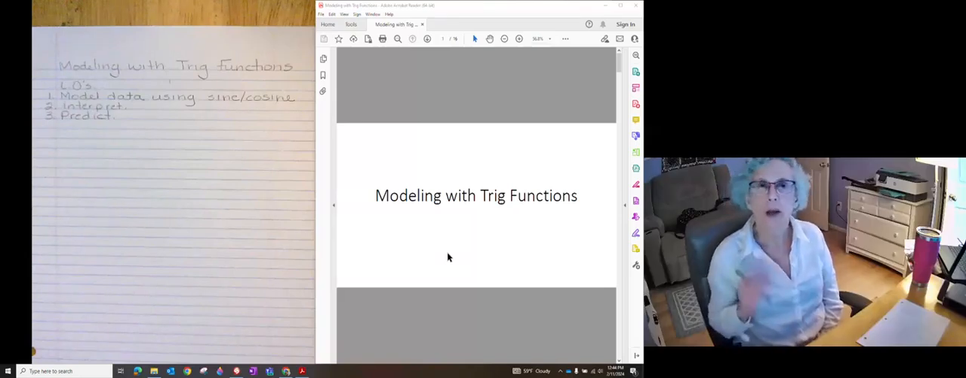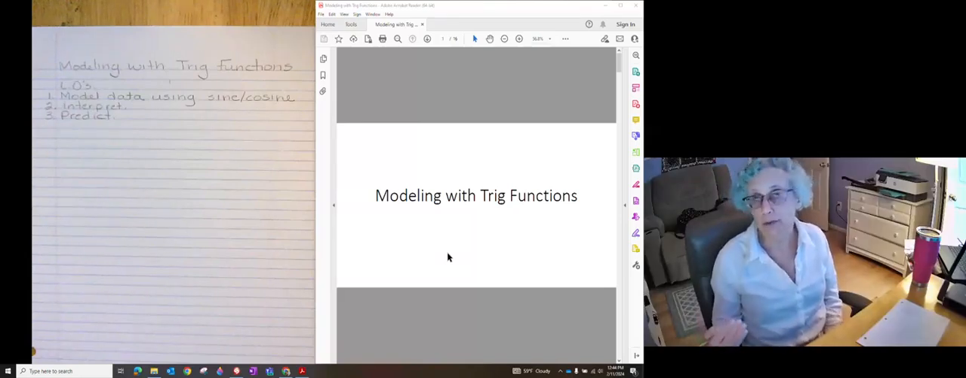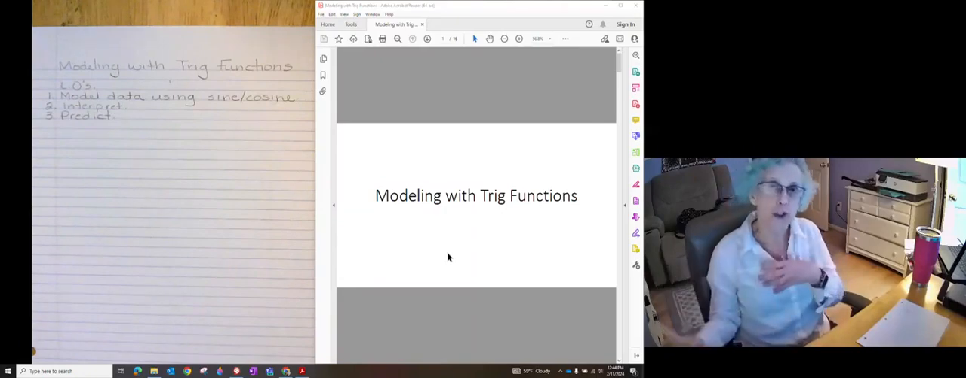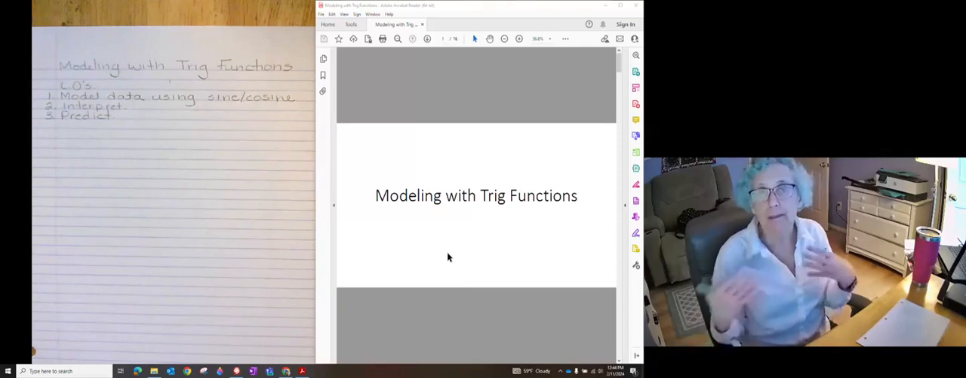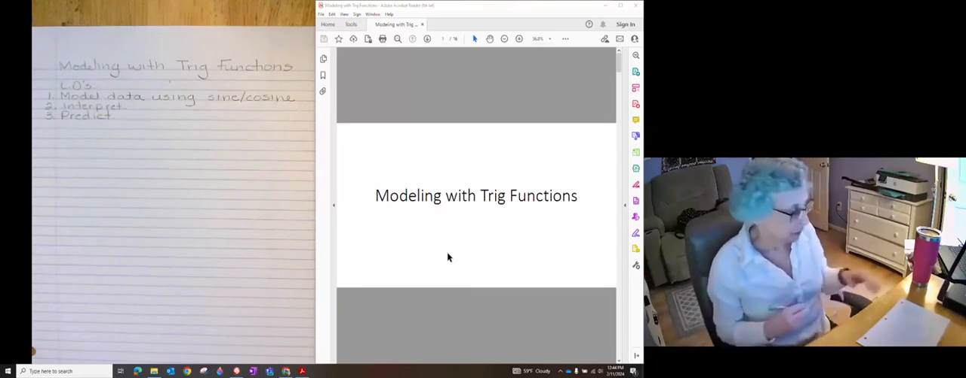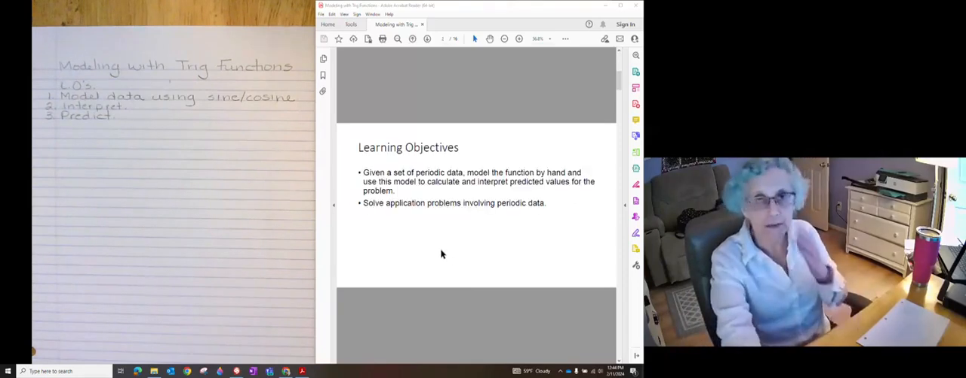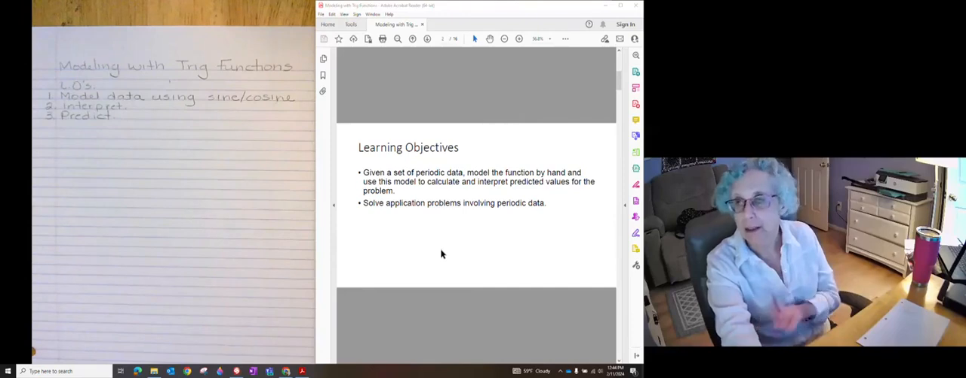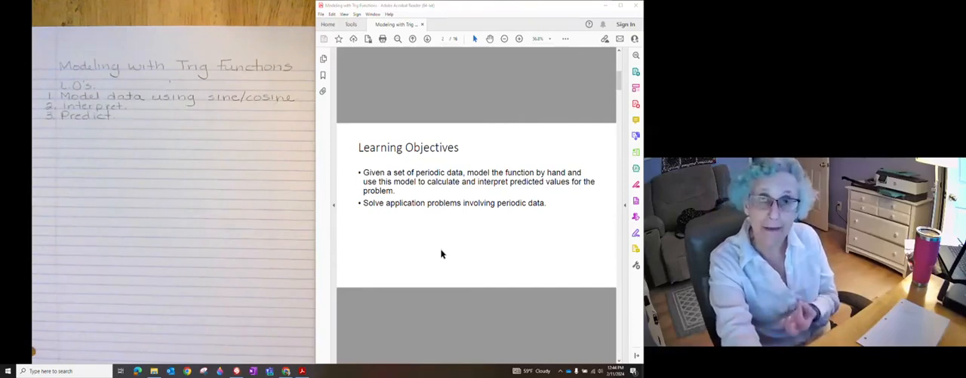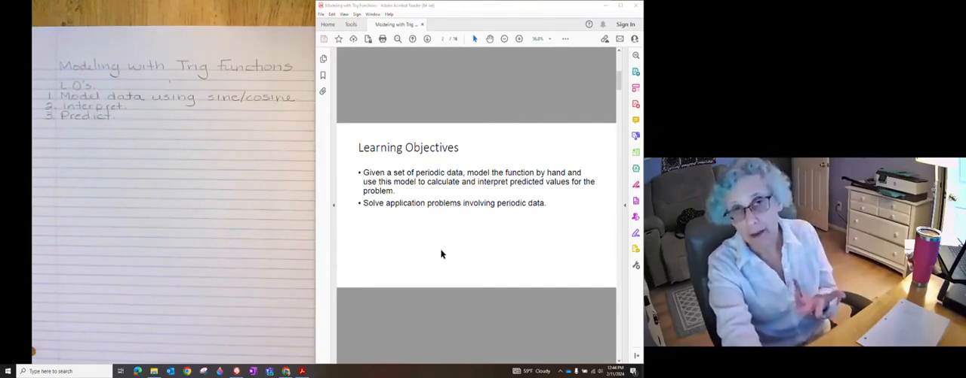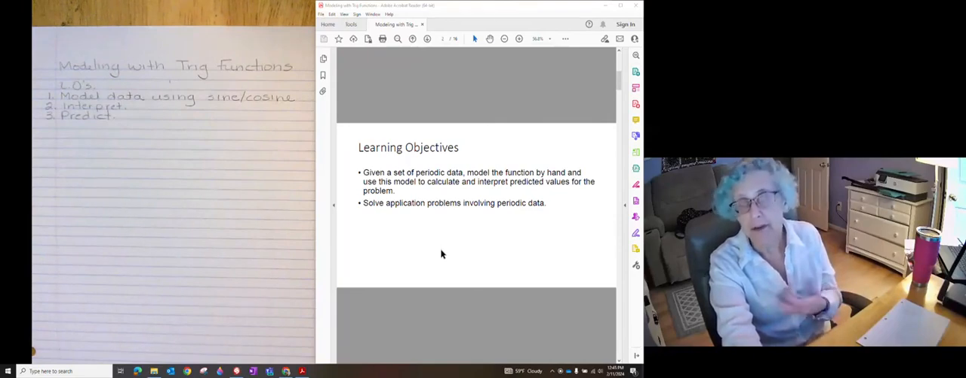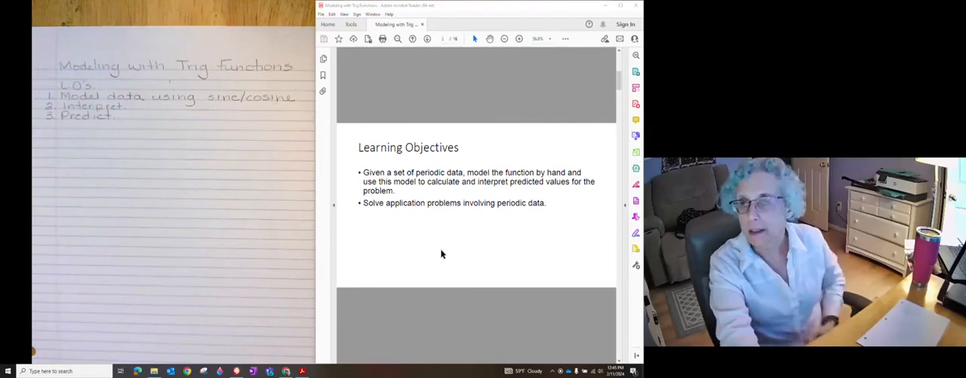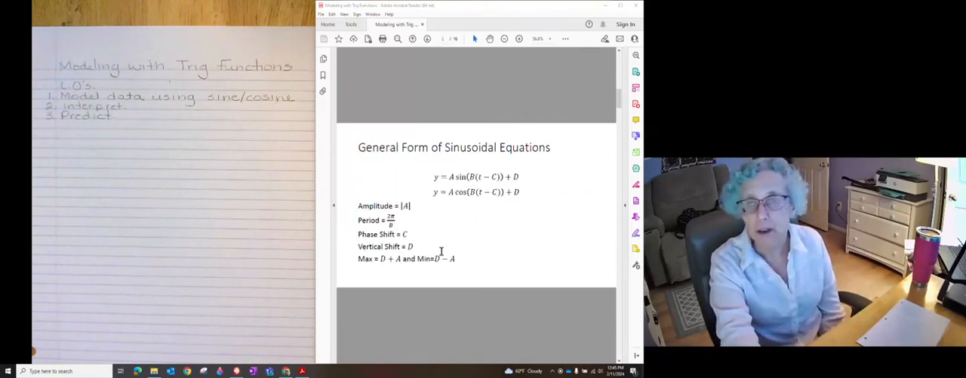Today is all about modeling data with trig functions and interpreting trig functions that model data. So those are our learning objectives for today. Given a set of periodic data, model the function by hand. I know that Excel and calculators can do it, but we're going to do it by hand. We'll use the model to calculate, and then we'll interpret predicted values and solve application problems.